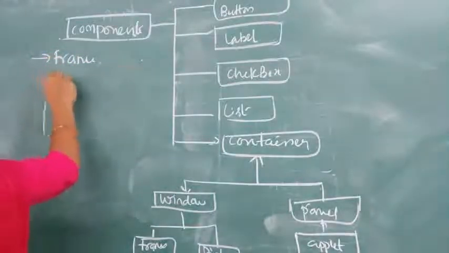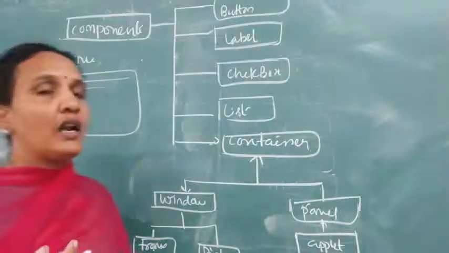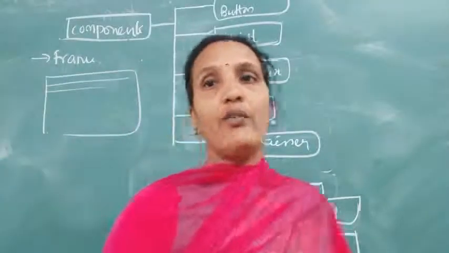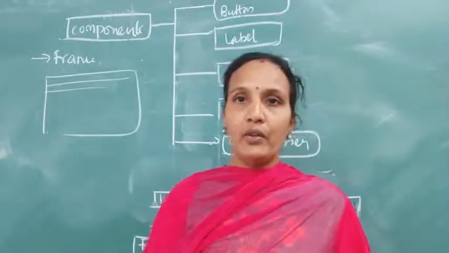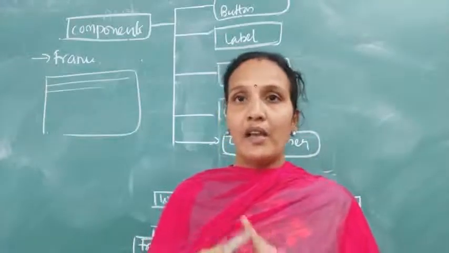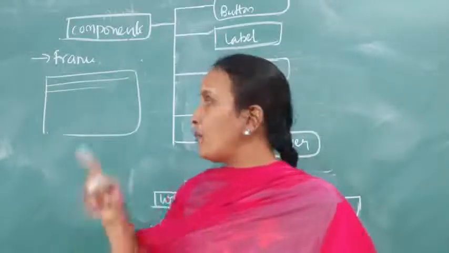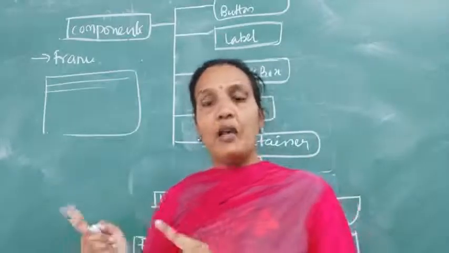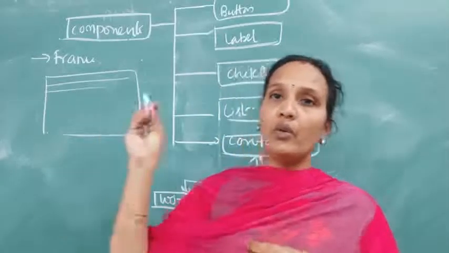Frame is like a window only, but you will get a title bar, address bar, and you can add different components to the frame. See, if it is a panel and window, it is related to the window, it is related to the canvas. But in a panel, you will get only the rectangular area where you can add the different components. But in case of window, it is like a panel, but here you will get title bar, menu bar, everything you will get.